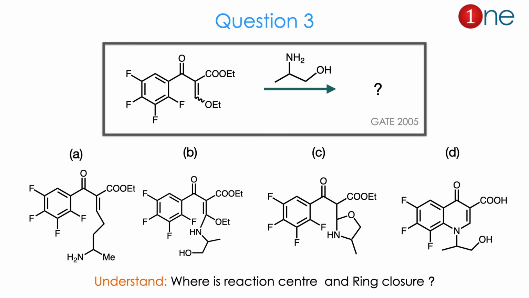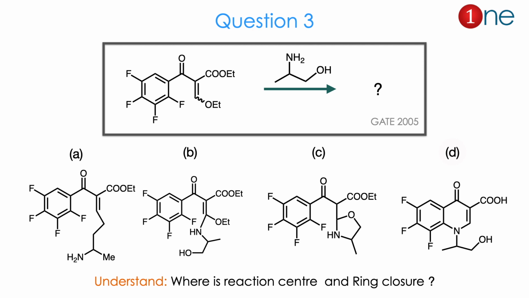Then question number 3. The starting material is benzene, attached with 4 fluorine groups, and the side chain has a ketone attached to an ester. Further it contains an alkene with OEt, which is an ether. Next you are using propyl alcohol. In the second position you have an amine there. They ask you to find the product.